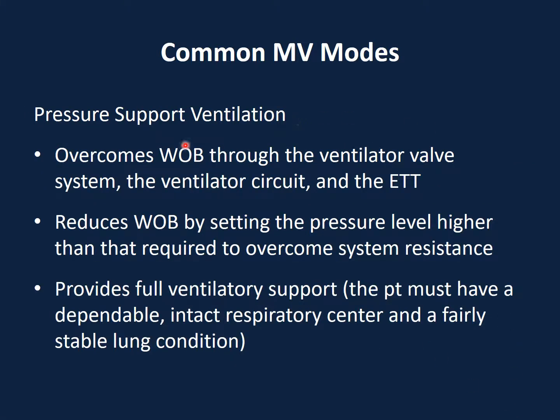So when pressure support was first introduced, it was meant to overcome the work of breathing that is imposed through the ventilator valve, the circuit, and the ETT, especially the ETT, because the ETT is as if you are breathing through a drinking straw, right? And therefore, there's considerable levels of airway resistance. So pressure support was meant to help overcome that airway resistance. But it can also be used to provide ventilatory support. So most of the time, when you see patients on spontaneous breathing mode, it's almost always pressure support ventilation.